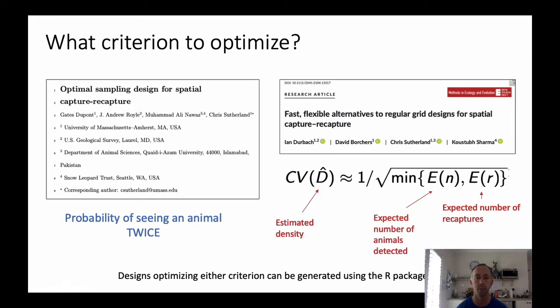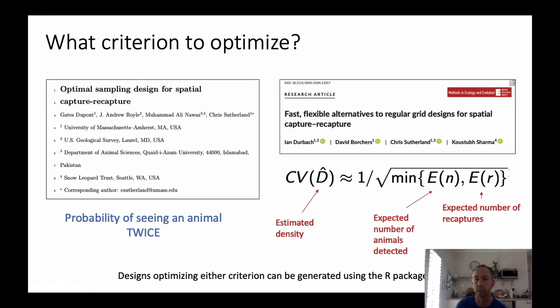This is the main difference between the two papers. The paper on the left tries to maximize the probability of seeing an animal exactly twice. The rationale behind this criterion is that seeing an animal once gives you a unique capture, whereas seeing an animal twice or more gives you recaptures. And so this tries in a heuristic way to balance the competing goals of getting unique captures and recaptures.